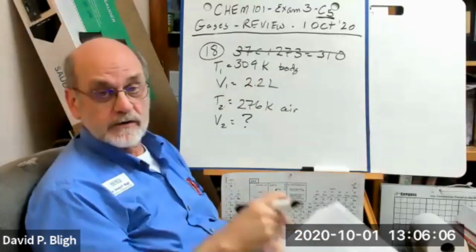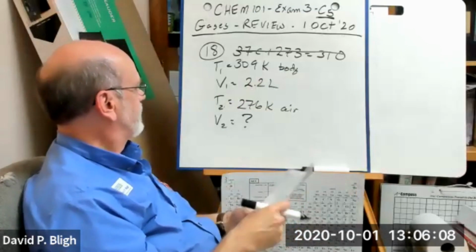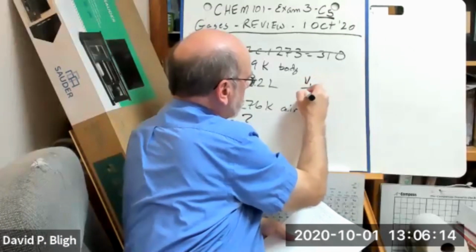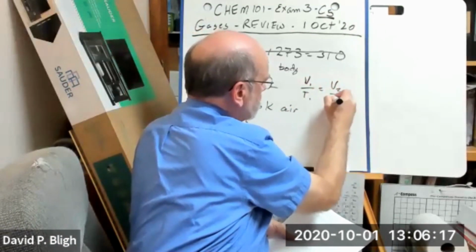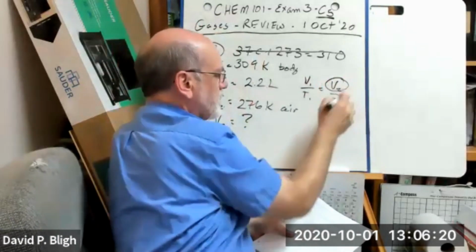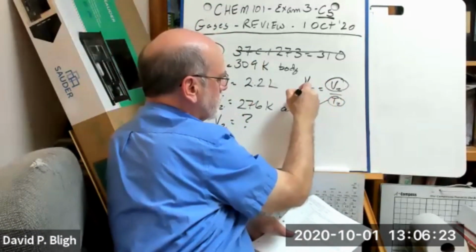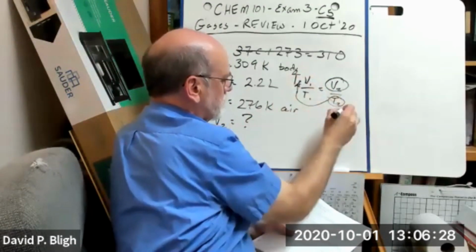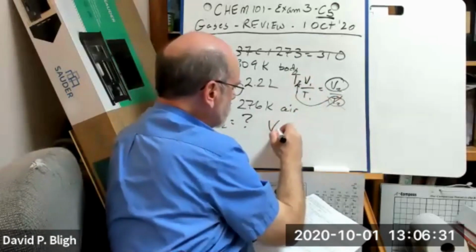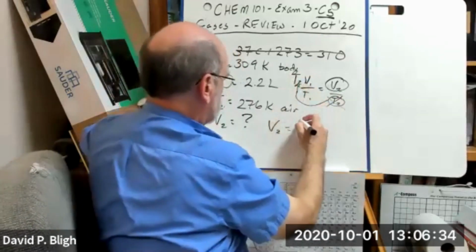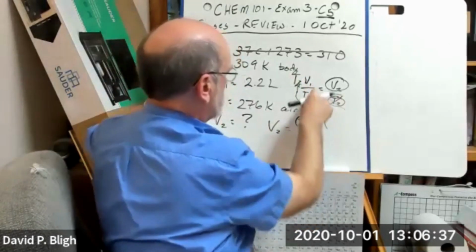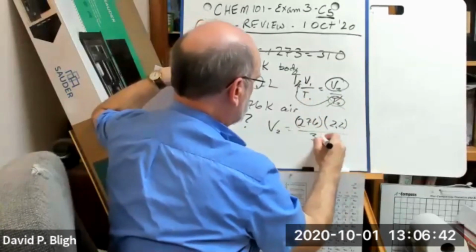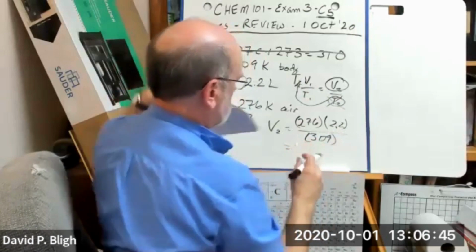So this is Charles' law before and after. Right. So if we solve for V2, we start off with V1 over T1 equals V2 over T2. and we're solving for this one, that means that one just needs to come over here. Okay, so V2 is equal to T2 times V1 divided by T1. Okay.